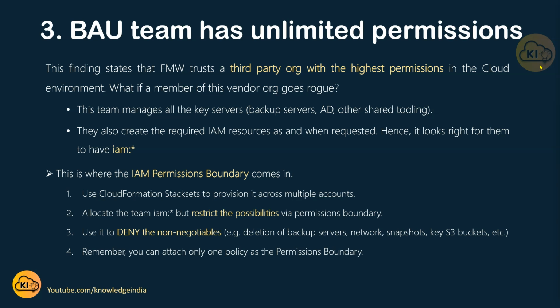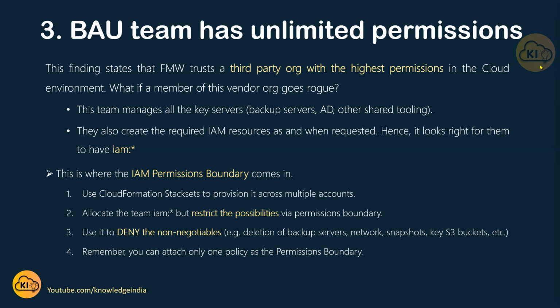IAM permissions boundary is nothing but just an IAM policy. But what you do is you use it to draw a maximum boundary outside. I'll just explain it to you in a minute. What you will do is allocate the BAU team IAM star, but then restrict the possibilities of what this particular team can do via permissions boundary. Within the permissions boundary, you will go ahead and deny the non-negotiables.